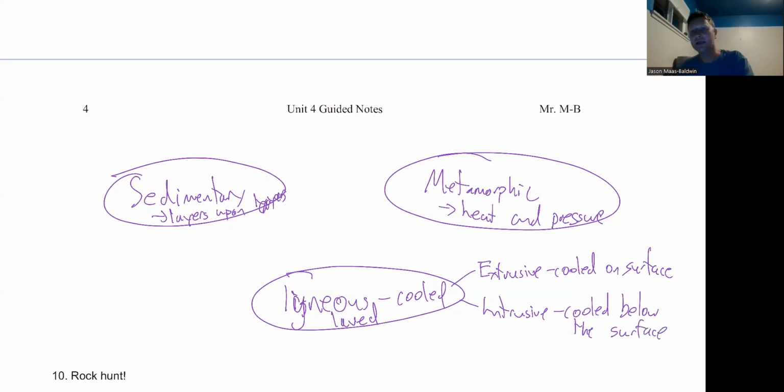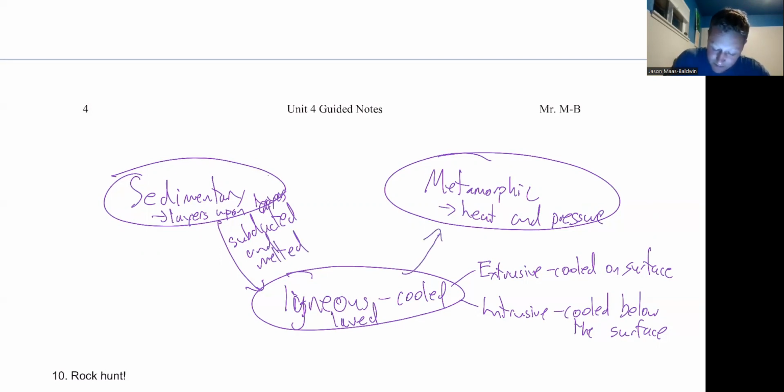And any rock can go to any other type of rock at any place in the cycle. Let's just go ahead and draw that out. So sedimentary rock can become igneous if it is subducted and melted, and it could turn into lava. Igneous could become metamorphic if it is further subducted, which means pushed below even more, and undergoes heat and pressure.